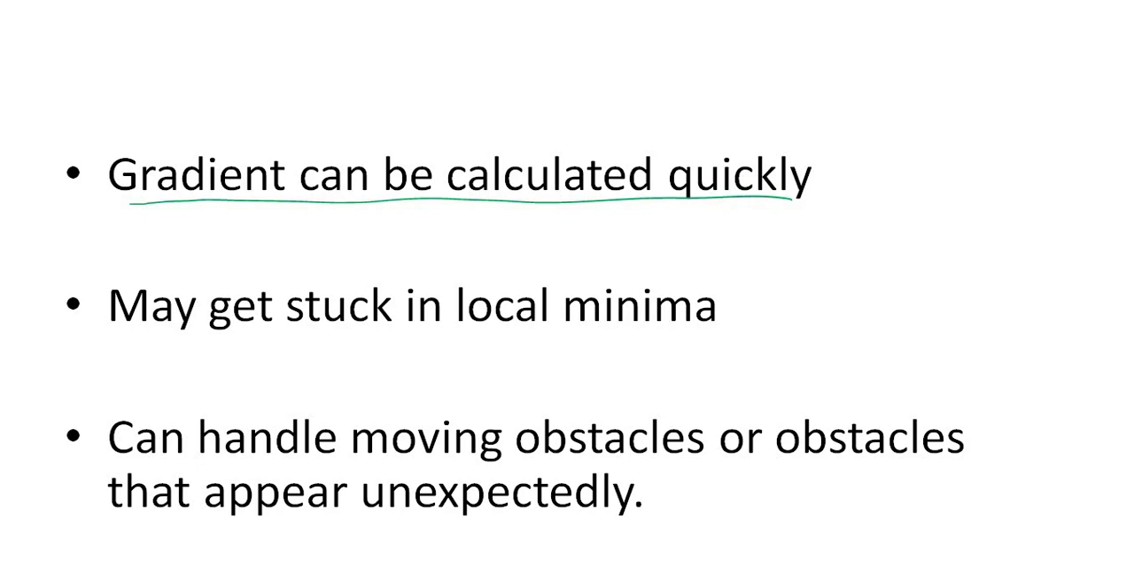So if you remember from the previous lecture, we studied reactive control, and then there were controls where you need planning also. So this particular method, artificial potential fields, can be used for reactive control in real time because the gradient can be calculated very quickly. So you can see that this method is fast as compared to other methods.